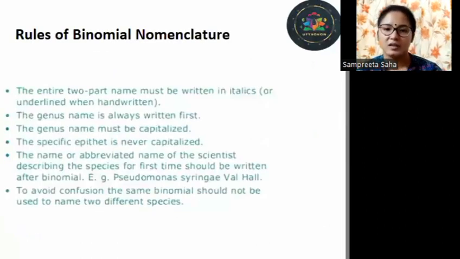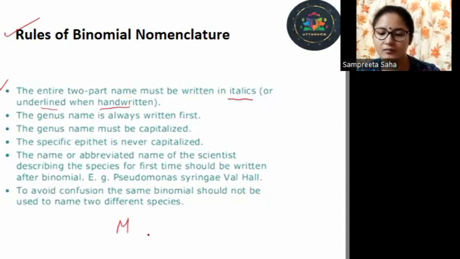Now coming back to the cream of the discussion, that is rules of binomial nomenclature. Binomial nomenclature means the name should have two parts. So follow the first rule. The entire two-part name must be written in italics or underlined when handwritten. What does this mean? There are two parts of the name. Suppose Mangifera indica.